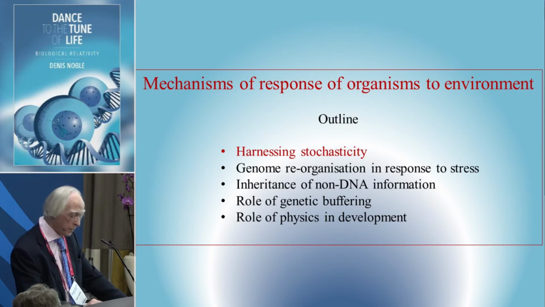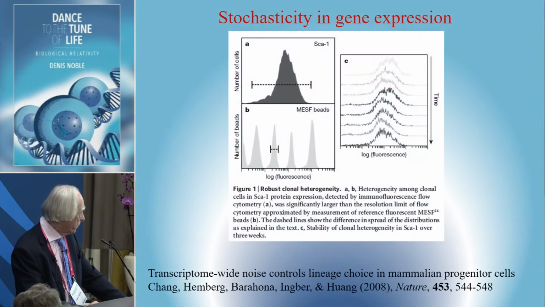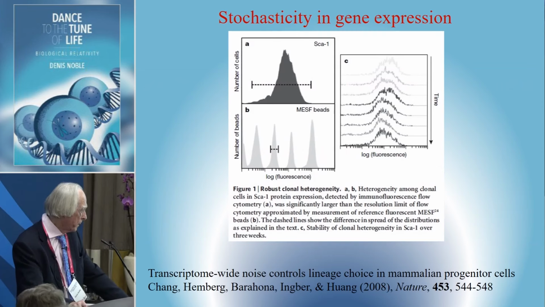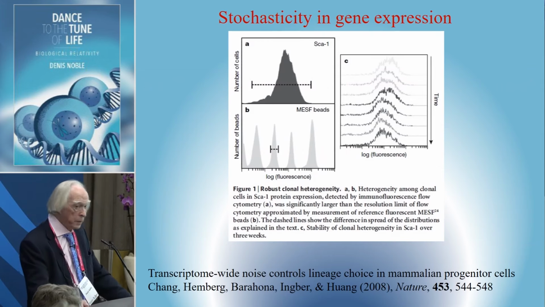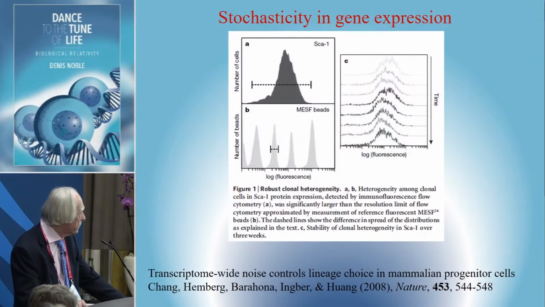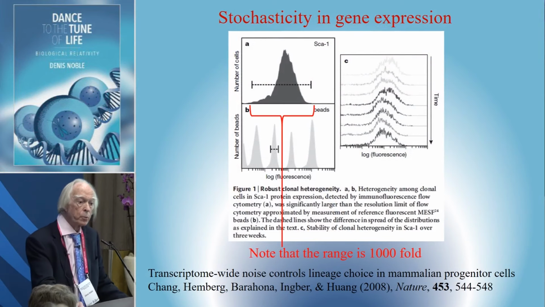So let's look at harnessing stochasticity. This is from the work of Huang and his colleagues, published in Nature just a few years ago, looking at the extent of stochastic expression in a population of cells expressing a particular protein. It doesn't matter which protein you take. You'll find stochastic expression for all proteins in neighboring cells. The heterogeneity is actually quite extraordinary. The range, in this case, is 1,000-fold.